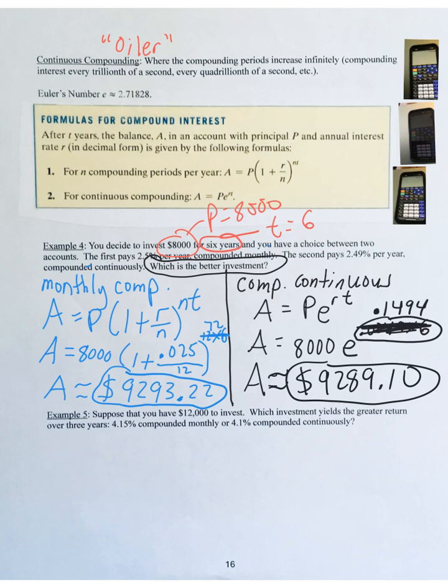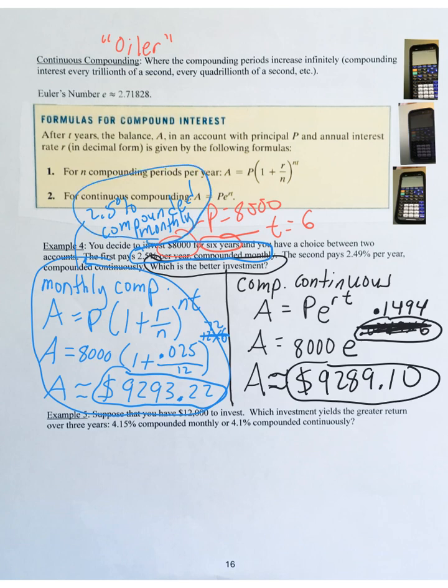So we have 9,293 and 22 cents or 9,289 and 10 cents. So it's a little bit bigger, only a little over $4 bigger, but hey, still larger if you go with the monthly compounding scenario. So which is the better investment? You would select that the better investment is the 2.5% compounded monthly account. That's what you would select as the better investment for the final answer.